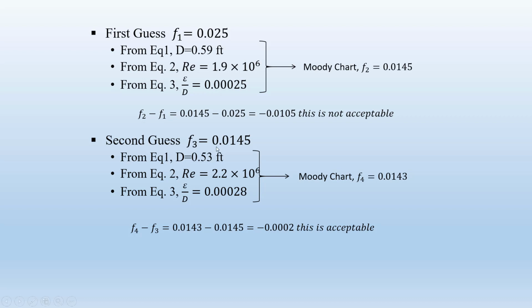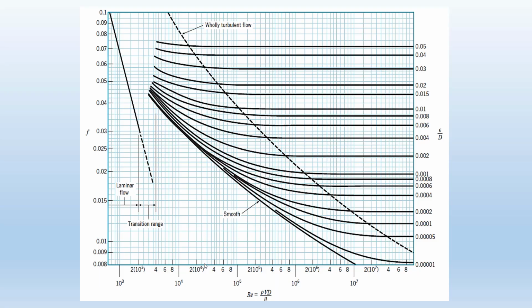You can report this diameter, and also you can calculate the velocity by using this diameter, and then just report the results. So the diameter is 0.53 feet, and then you can find the velocity from the volumetric flow rate. This is the first method, guys, using Moody's diagram, the trial and error method to find the diameter.